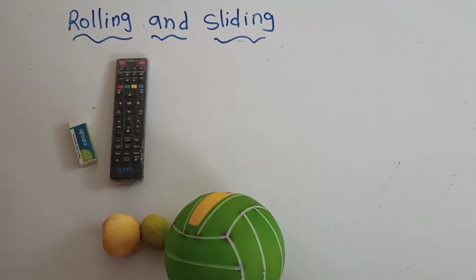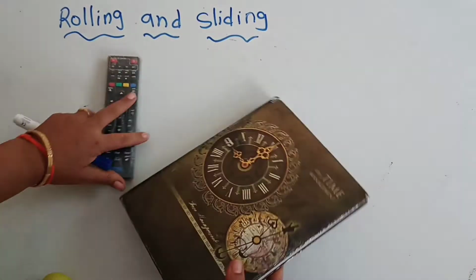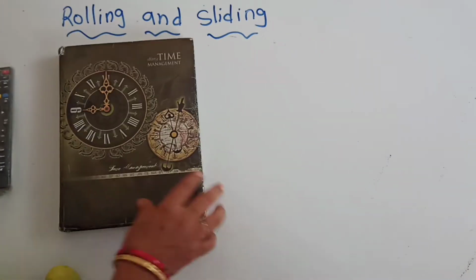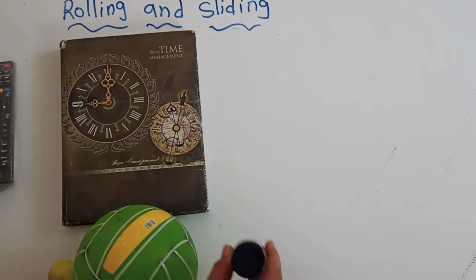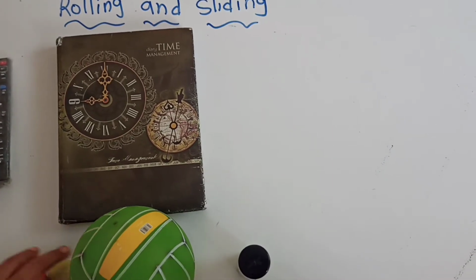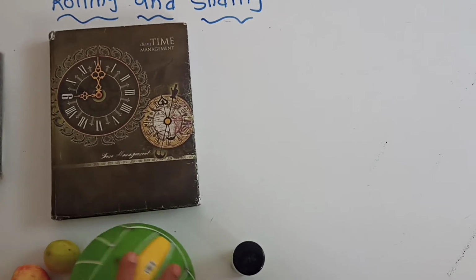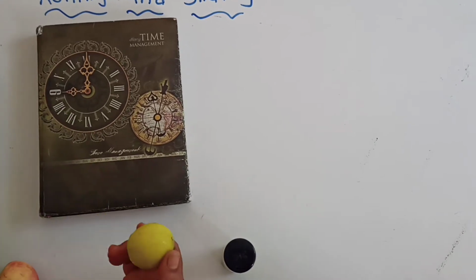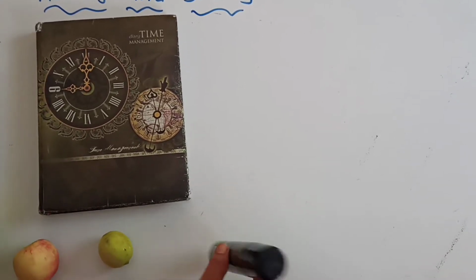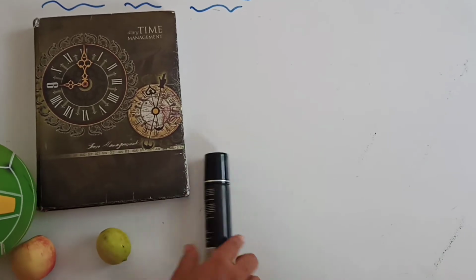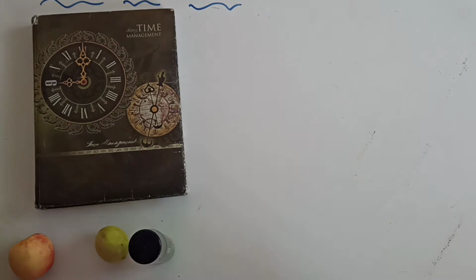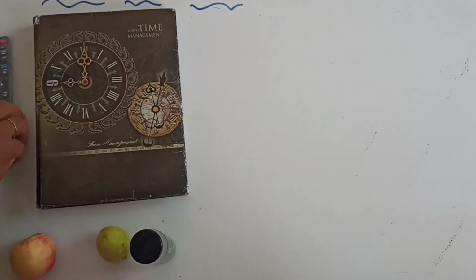See here, I have a book or diary, it also slides. So some things slide and some things roll. And see here, these round shaped things. This ball is round, lemon, apple, and this perfume. So children, those things are round, so they roll. And these things are flat.